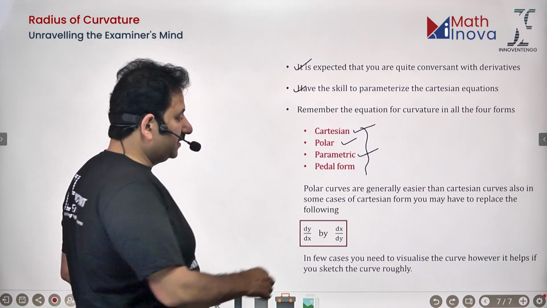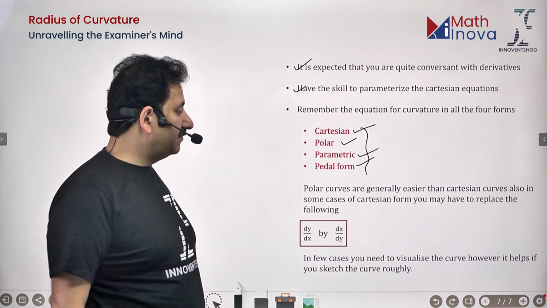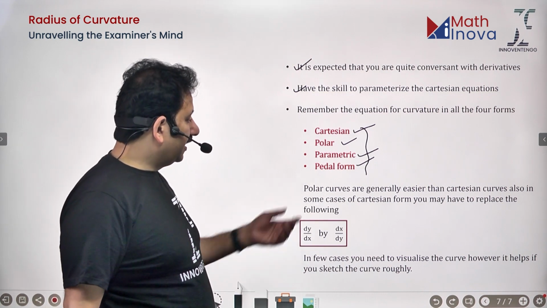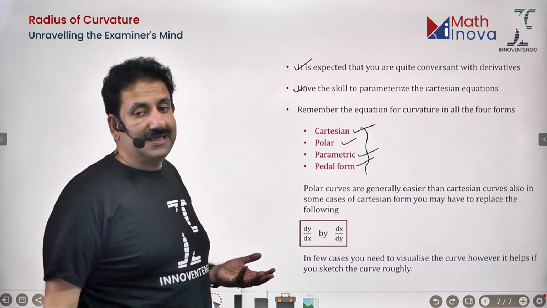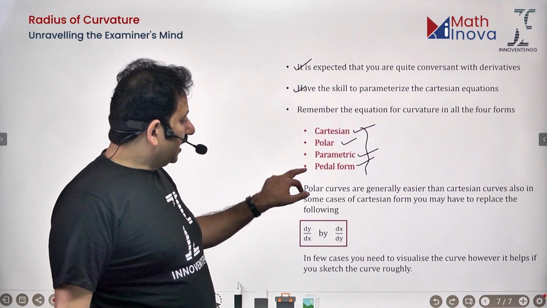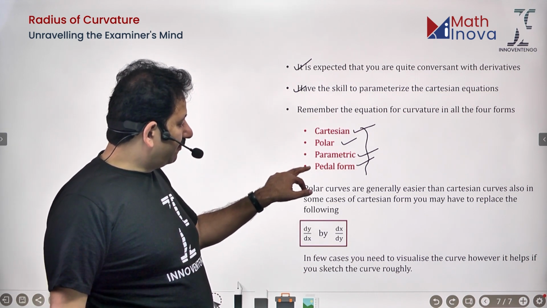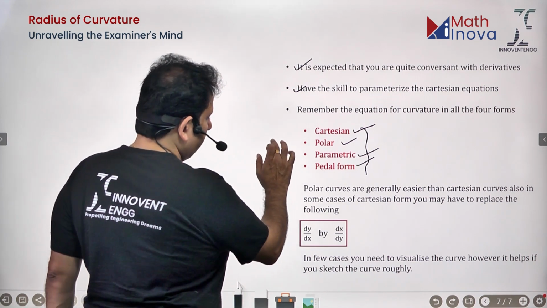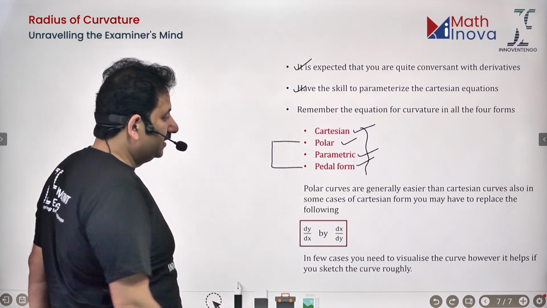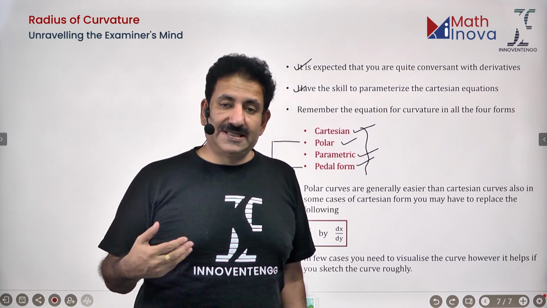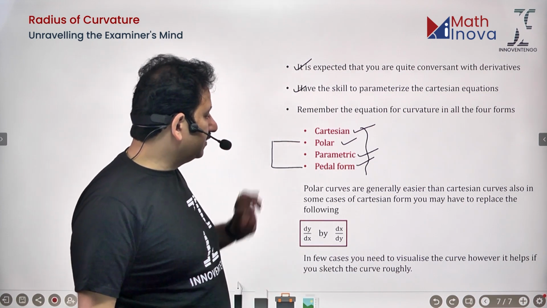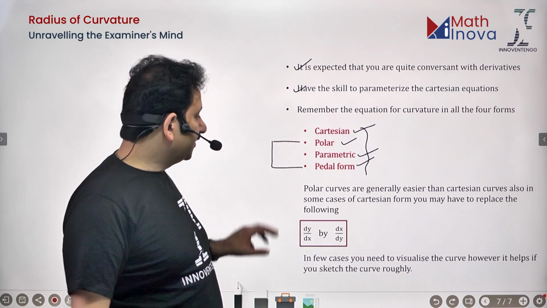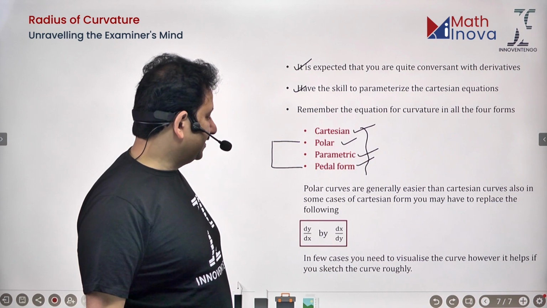And of course, the Pedal form is hardly used in any of the examinations unless a specific problem is designed which relates to, say, orbital mechanics or something like that. However, in order to derive the polar form, the pedal form serves as an intermediate form. But so far, in most of the universities, the derivation of the polar form is not asked for. What is asked for is problems using the polar form expression for radius of curvature. So that should be understood very, very clearly.